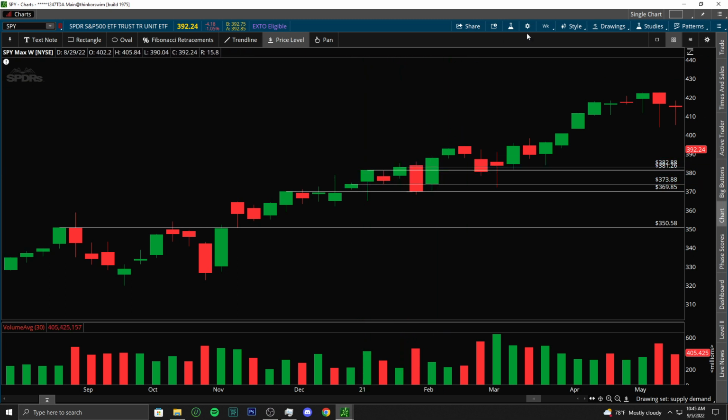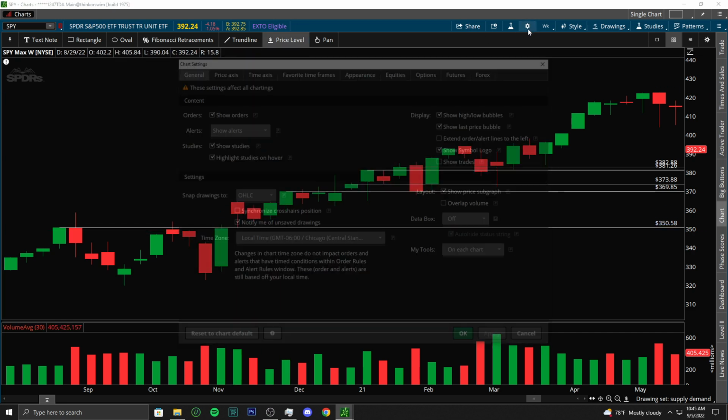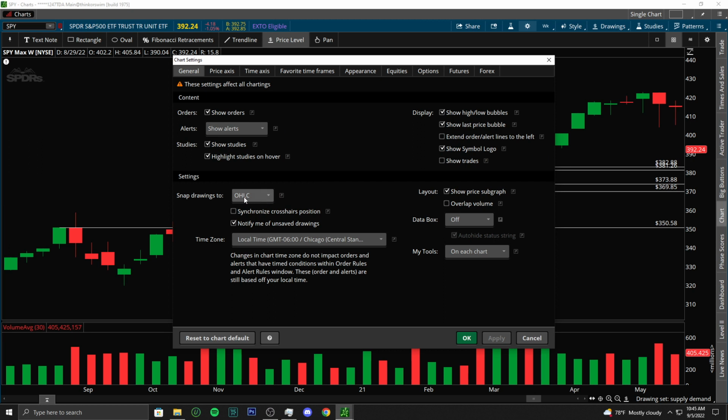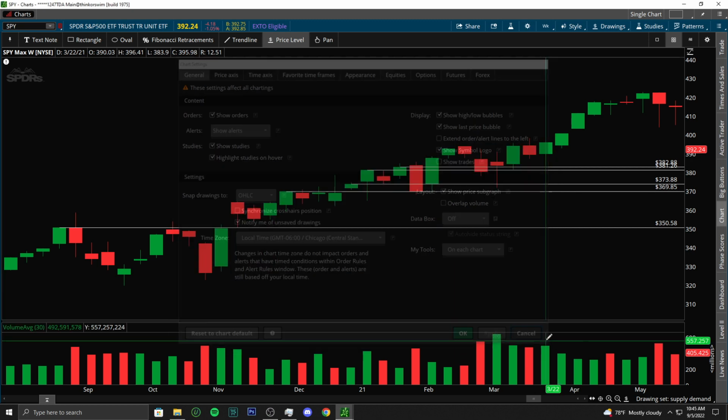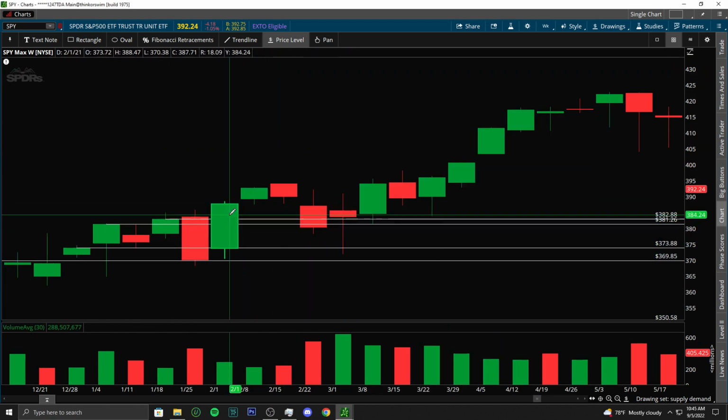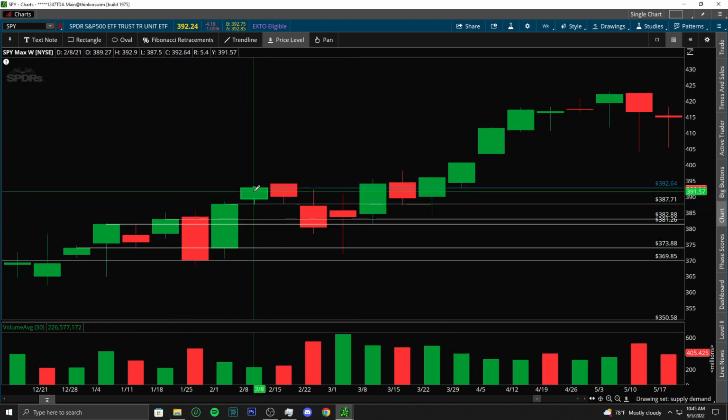Oh, and there is one more setting you could turn on. So you see how I'm clicking so quick? I'm just kind of clicking to the top of the candle, and it's jumping straight to the price action. It's going straight to the close of that candle. Go to Snap Drawings To, and then OHLC, Open High Low Close. I've had a few people ask that question, so I wanted to make that clear.